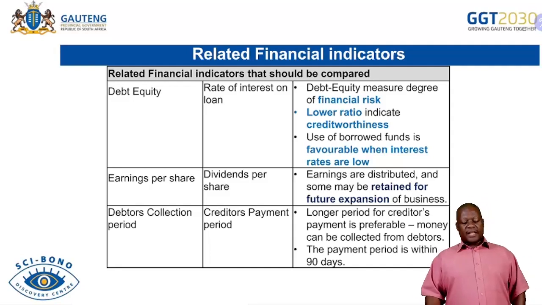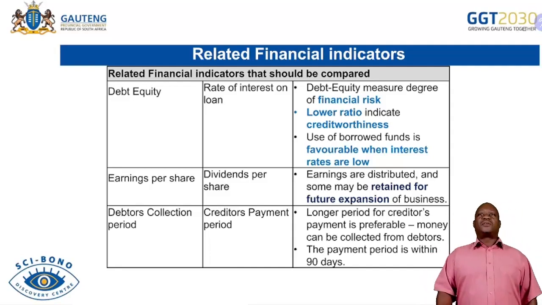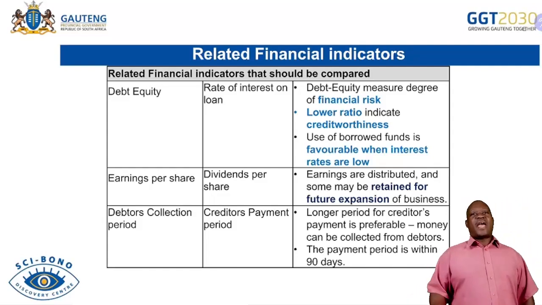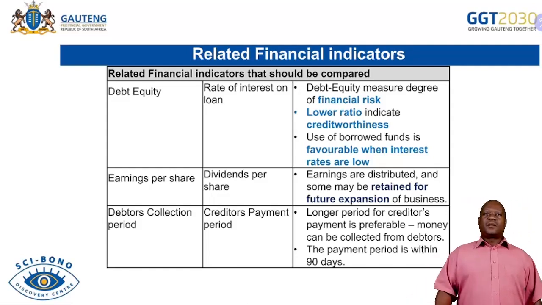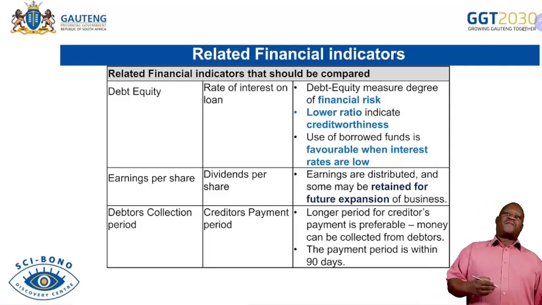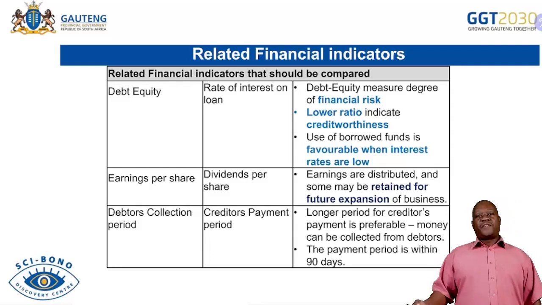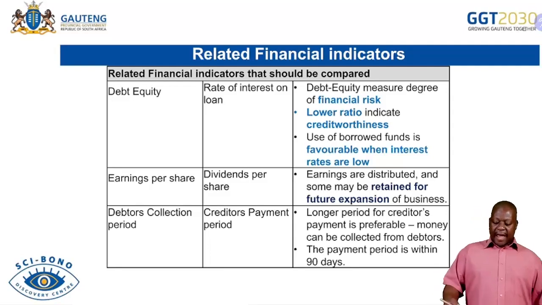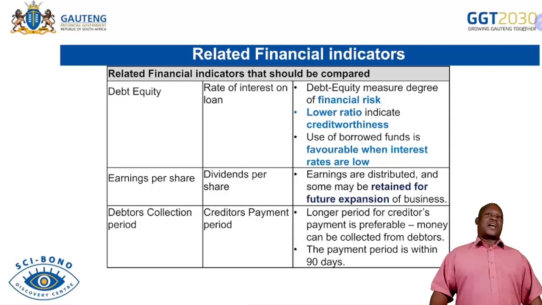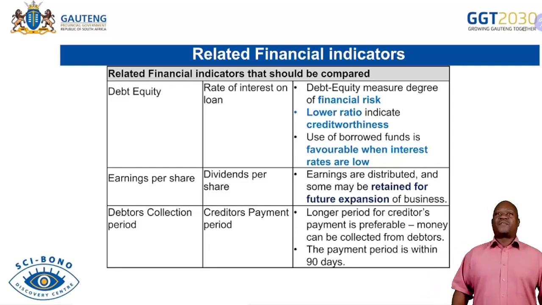Now, let's look into earnings per share. This one we already said it. It's related to dividends per share. We expect to give our shareholders dividends out of what we have earned. So we are saying earnings are distributed and some must be retained for future and further expansion of the business.